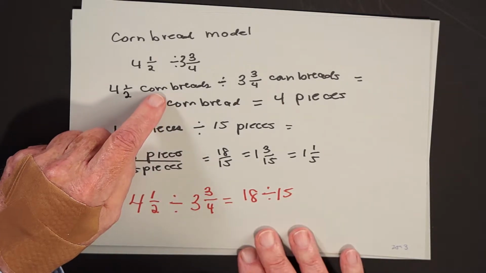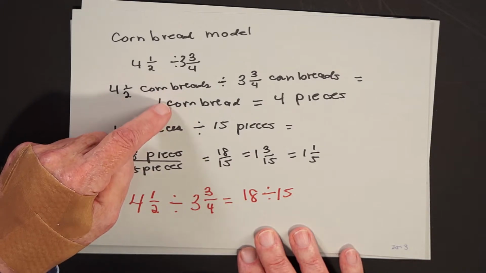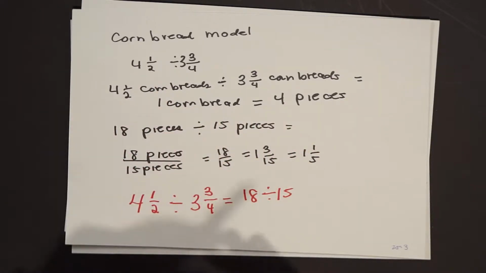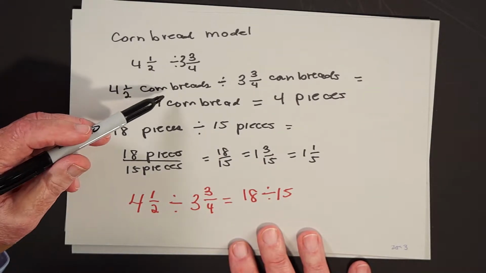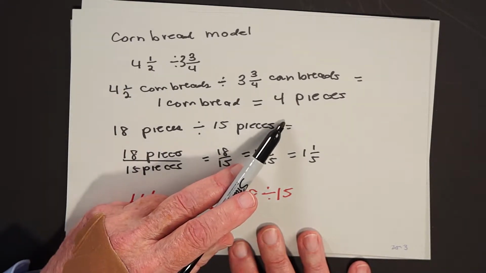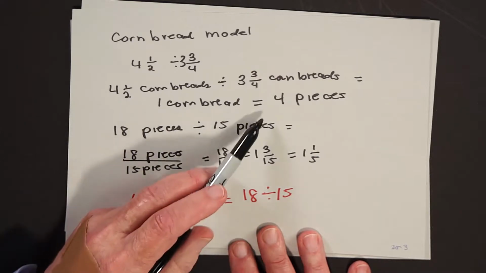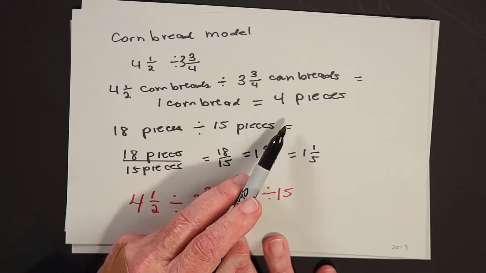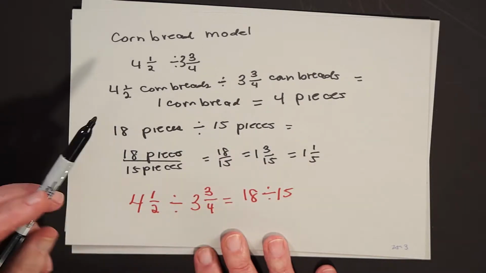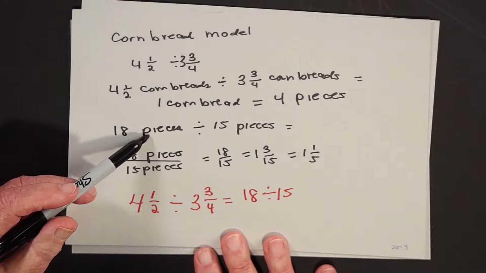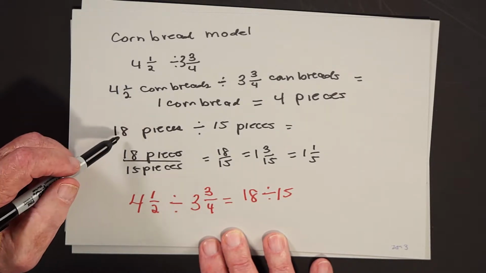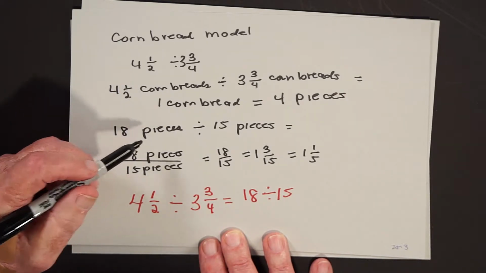from the problem being stated in terms of cornbreads into now being stated in terms of pieces, and watch what happens. See, 4.5 cornbreads, well, each cornbread is 4 pieces, so 4 cornbreads would be 4 times 4, which is 16 pieces. A half a cornbread is 2 more pieces. 16 pieces and 2 pieces are 18 pieces. So in other words, 4.5 cornbreads is equivalent to 18 pieces.